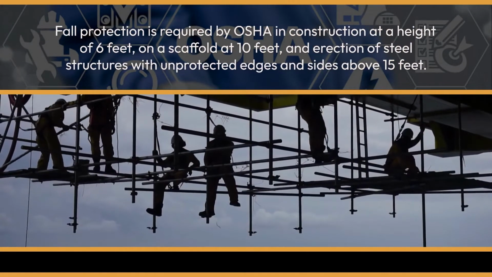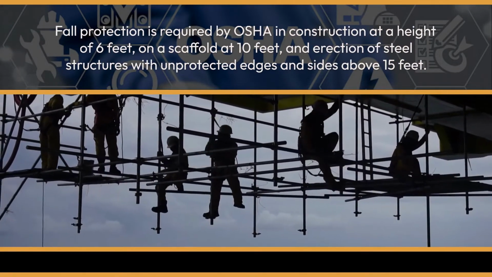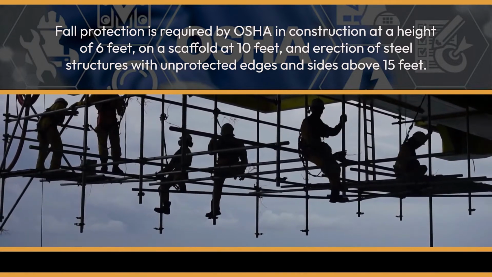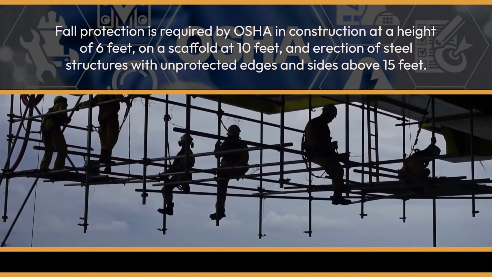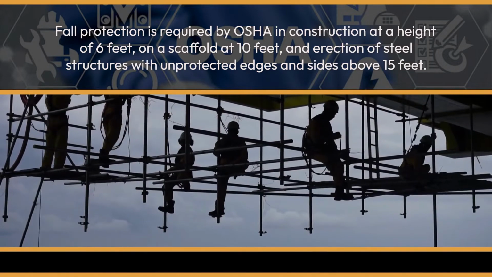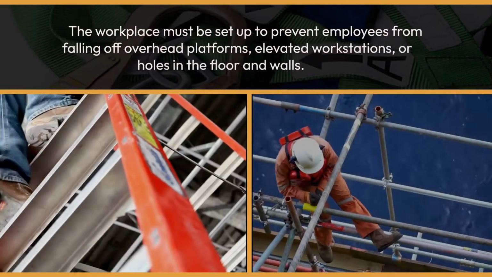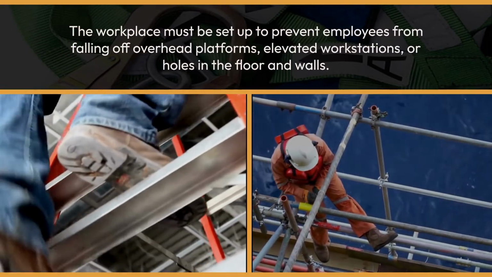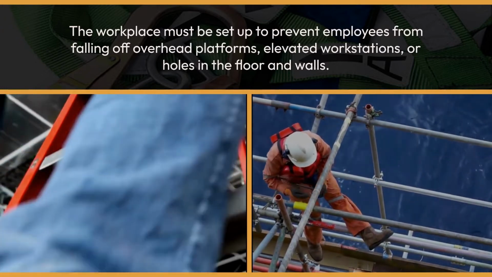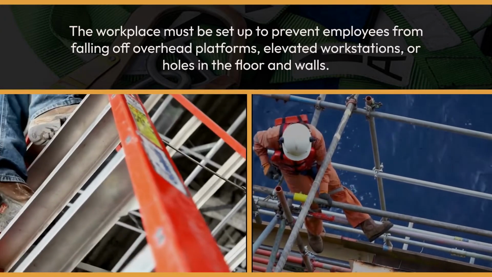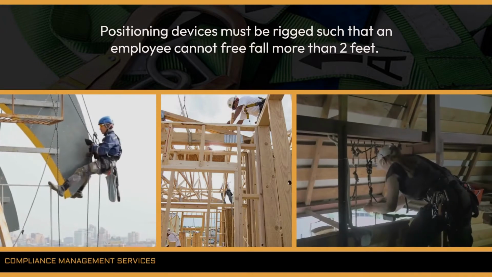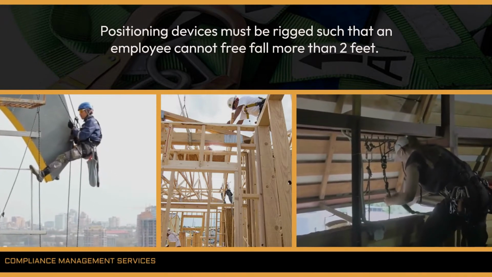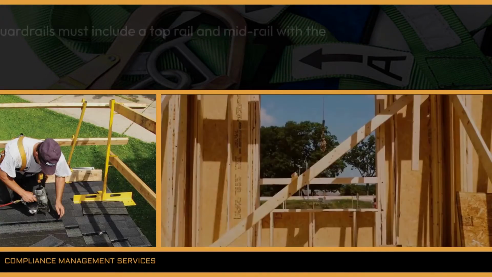Fall protection is required by OSHA in construction at a height of 6 feet, on a scaffold at 10 feet, and erection of steel structures with unprotected edges and sides above 15 feet. The workplace must be set up to prevent employees from falling off overhead platforms, elevated workstations, or holes in the floor and walls. Positioning devices must be rigged such that an employee cannot free fall more than 2 feet.